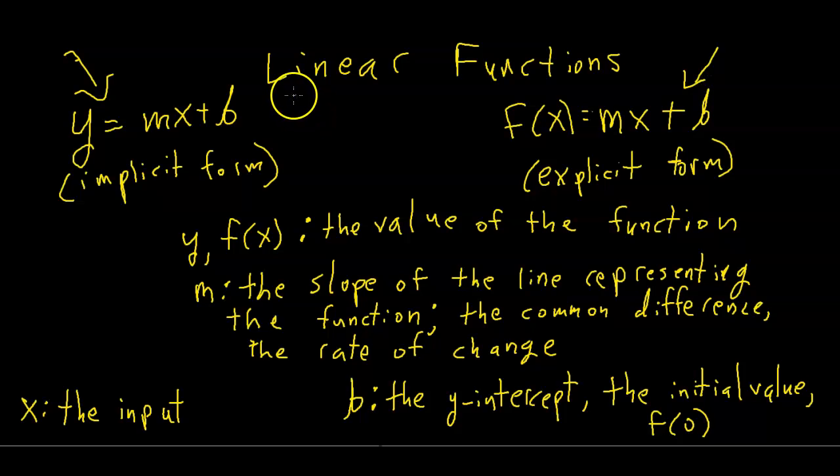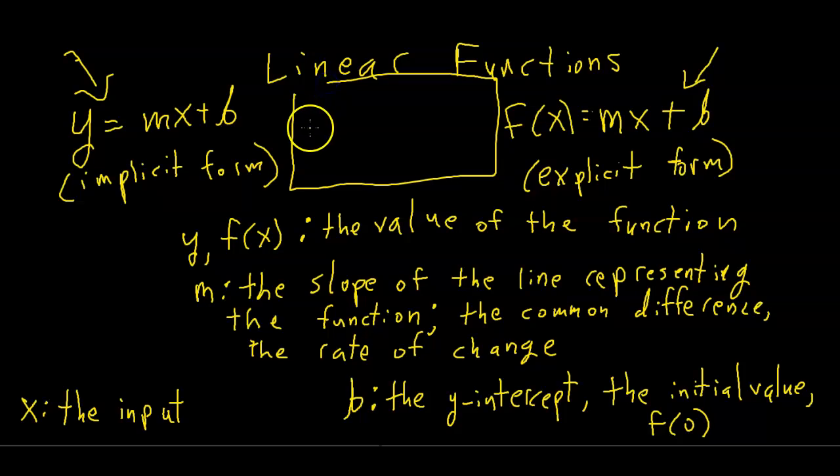Because if we plug in f of 0 to mx plus b, that's going to give us m times 0 plus b, right? What's m times 0? Well, anything times 0 is 0, so that's going to cancel out, and we're going to have f of 0 equals b, which should make sense if b represents your initial value.